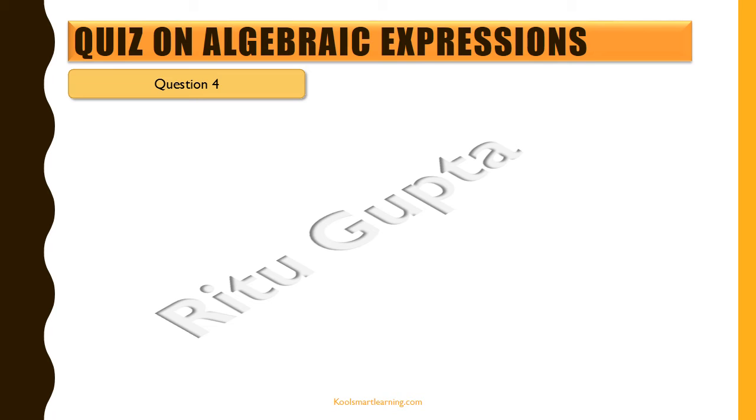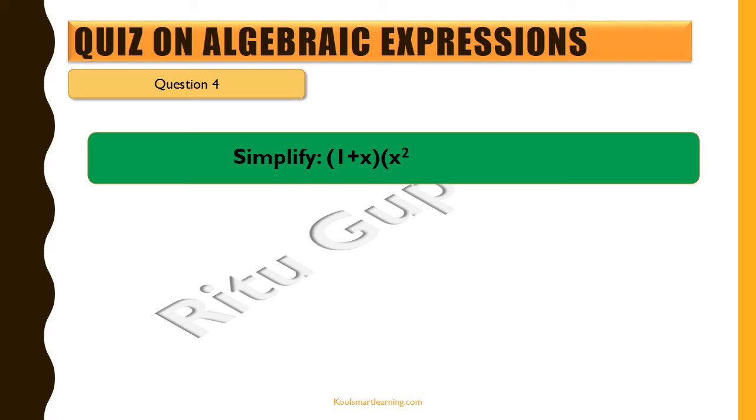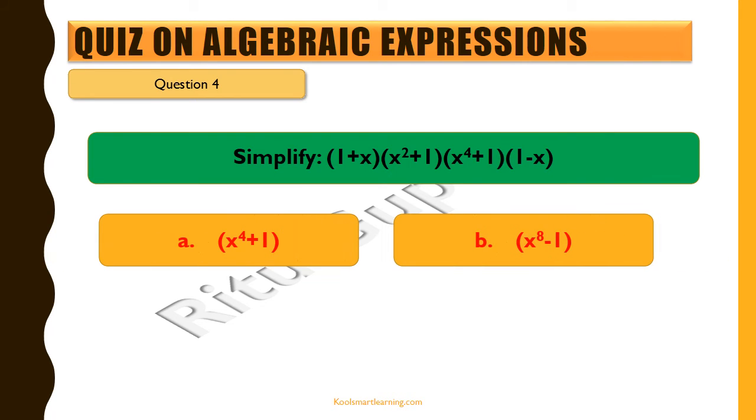Now let's move on to the quiz on algebraic expressions. So first of all, simplify (1 plus x) into (x square plus 1) into (x raised to power 4 plus 1) into (1 minus x), and here are the options.